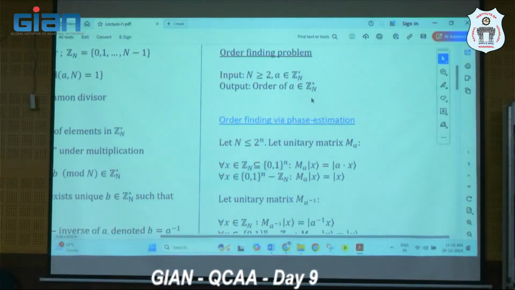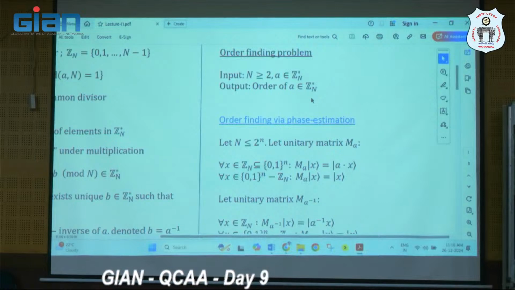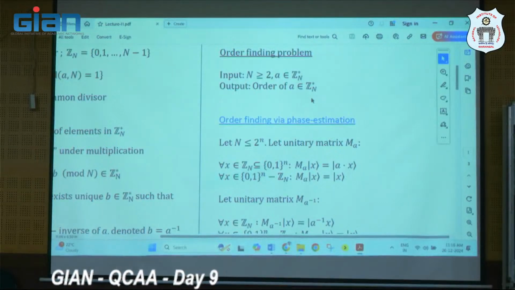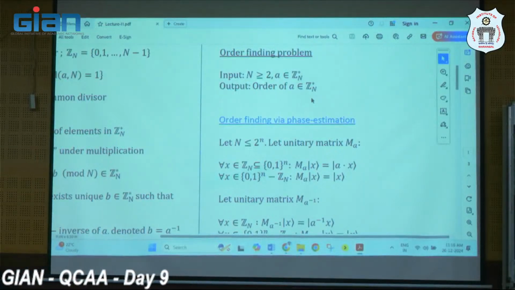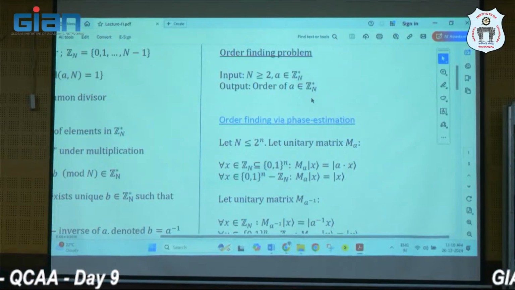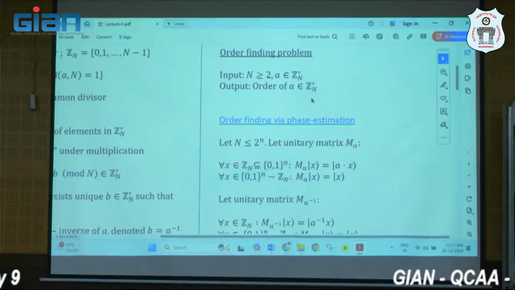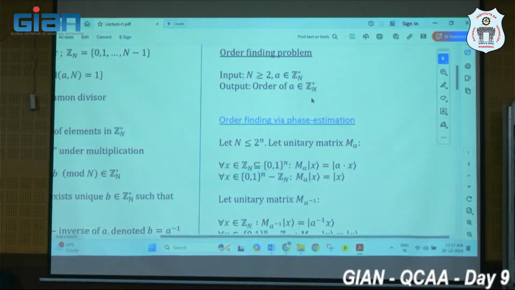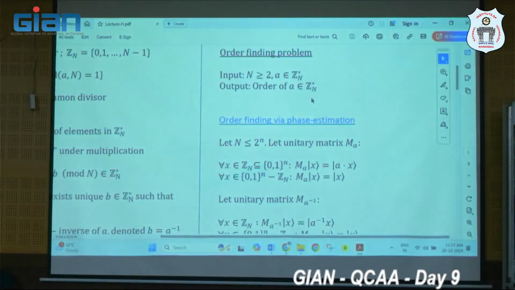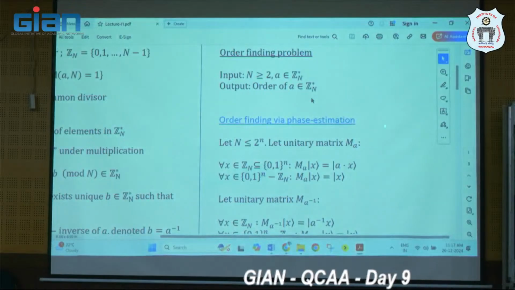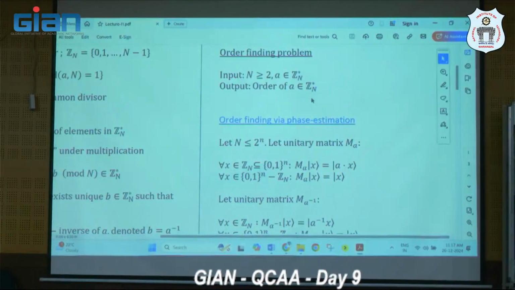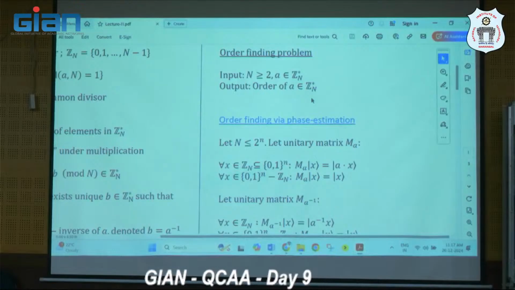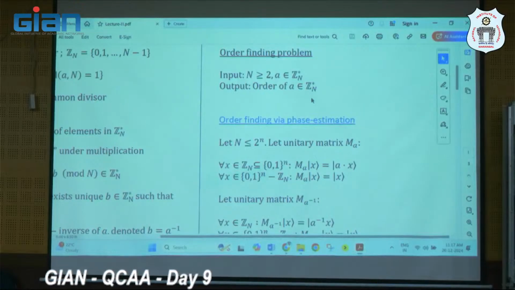What is the order finding problem? The order finding problem is: we are given n and a and we want to know the order of a in Z star n. Correct? That is the order finding problem. Now how are we going to do order finding via phase estimation?